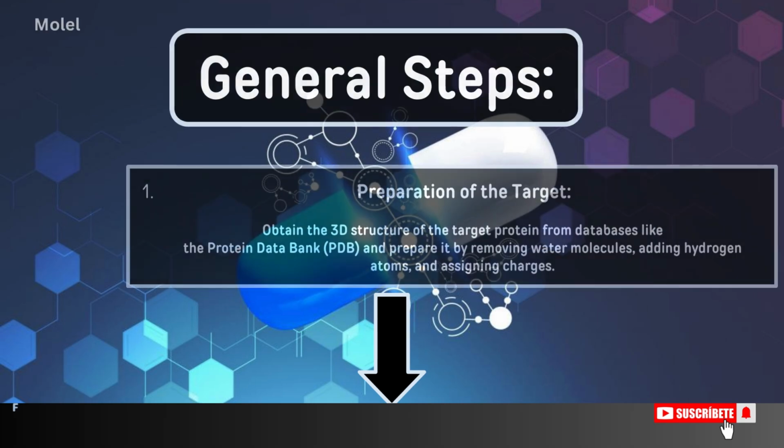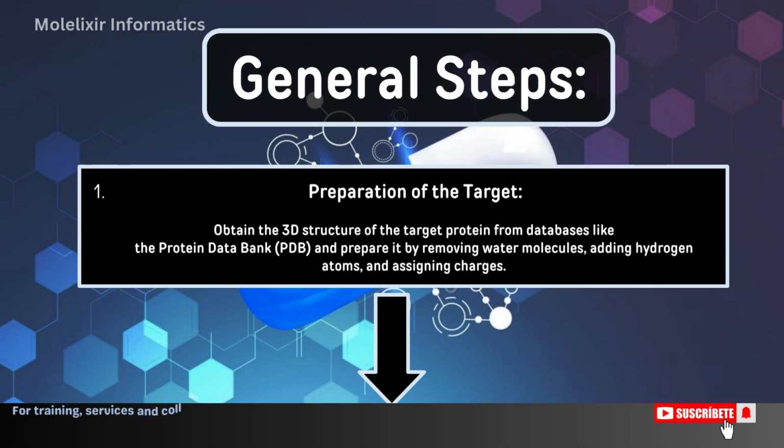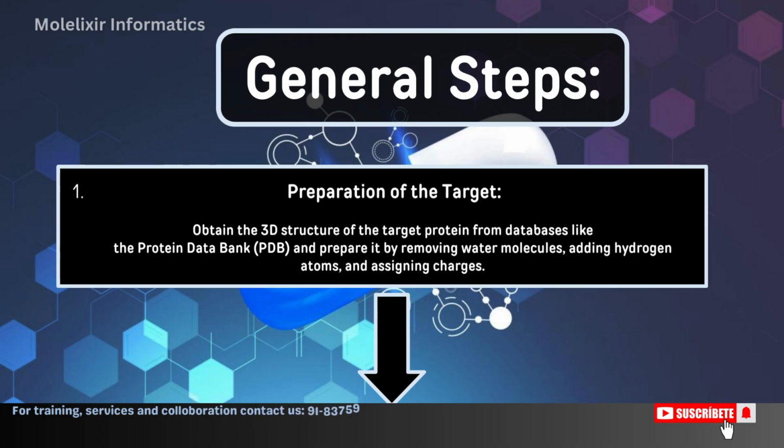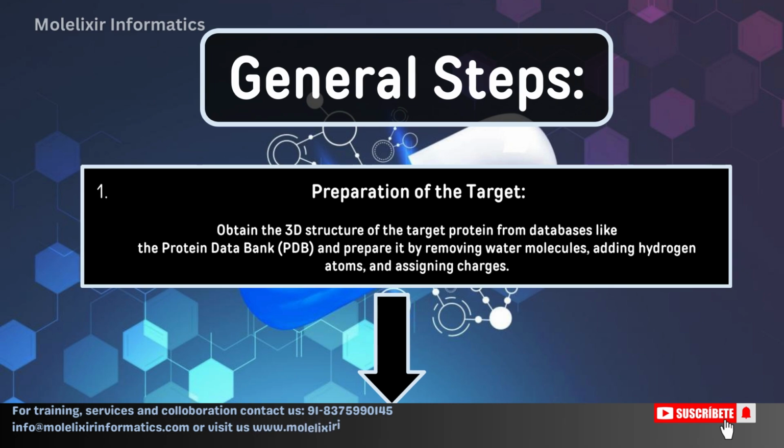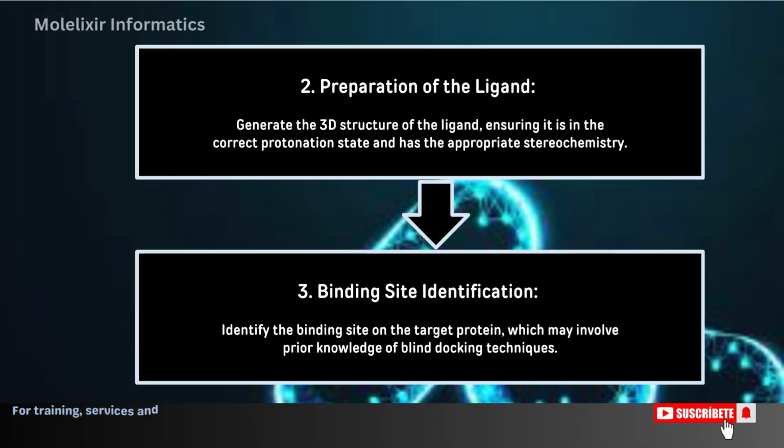First, preparation of the target. Obtain the 3D structure of the target protein from databases like Protein Data Bank (PDB) and prepare it by removing water molecules, adding hydrogen atoms and assigning charges. Second step, preparation of the ligand. Generate the 3D structure of the ligand, ensuring it is in the correct protonation state and has the appropriate stereochemistry.